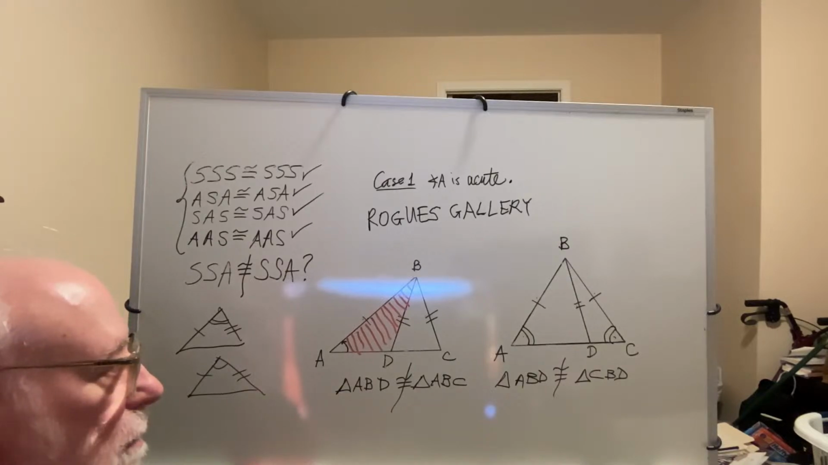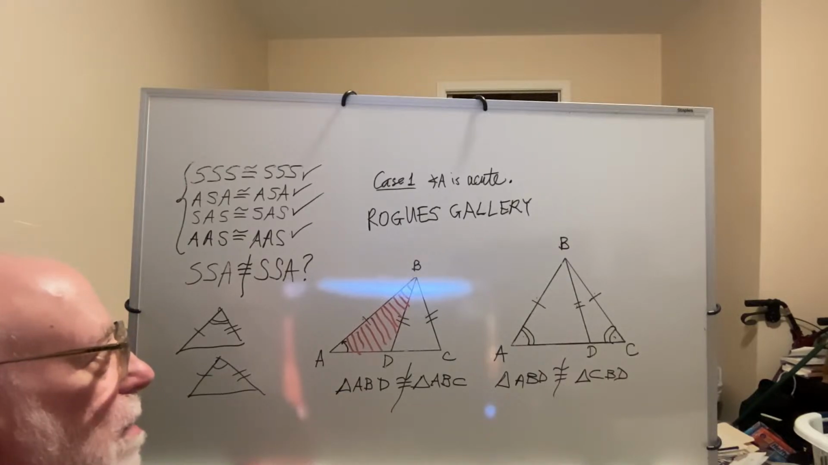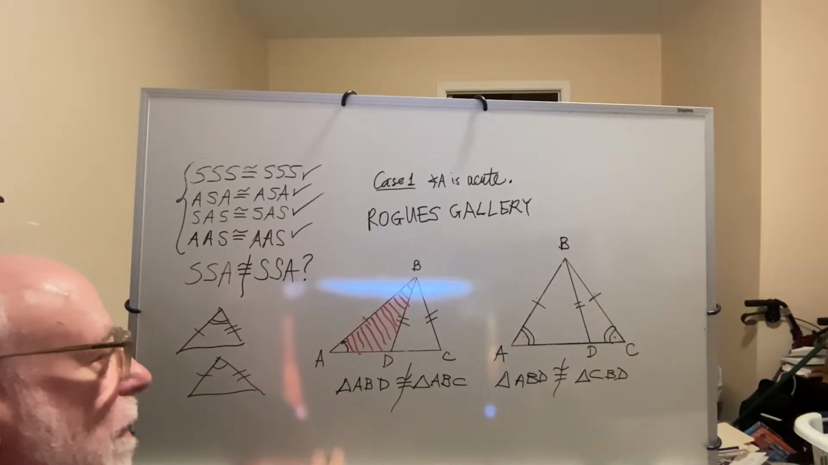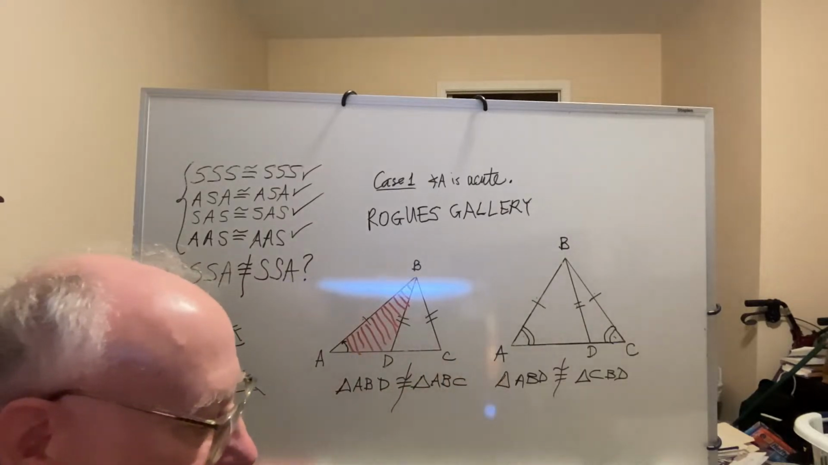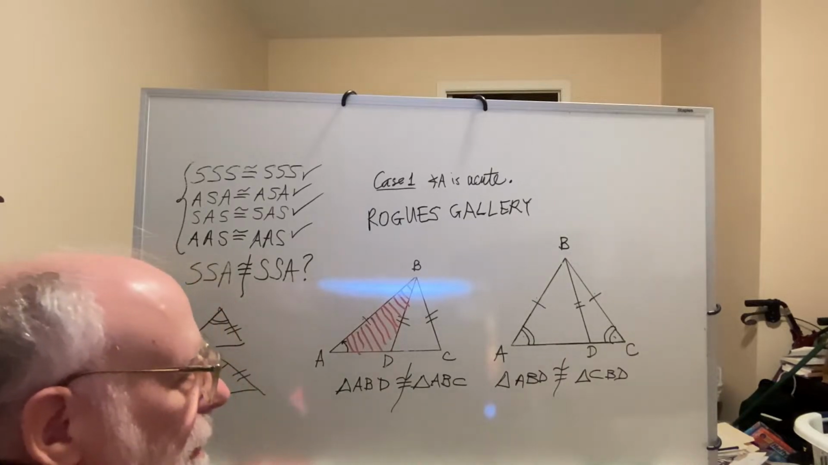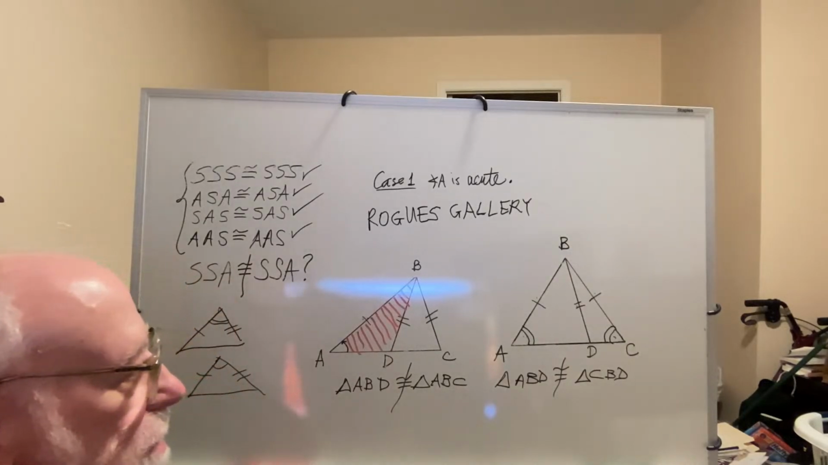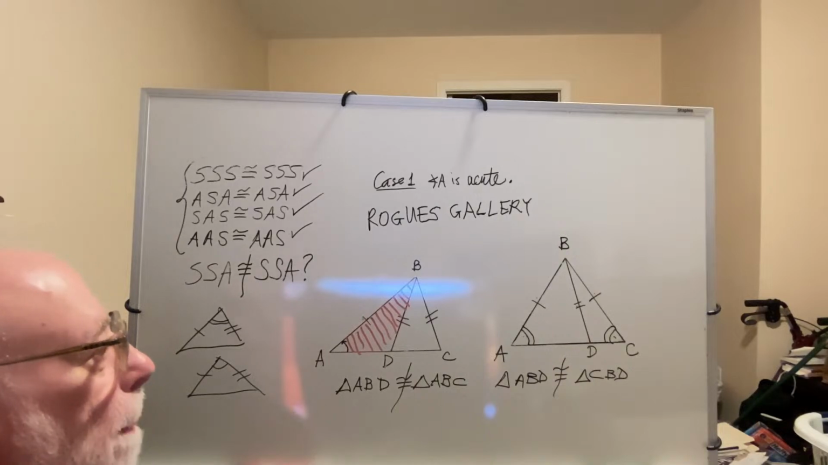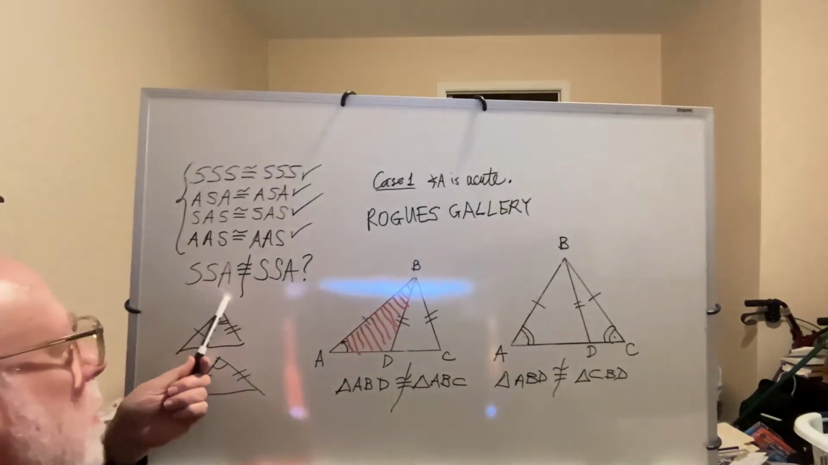So that's a case when angle A is an acute angle. We can come up with examples where the diagrams show us that this criterion SSA fails.